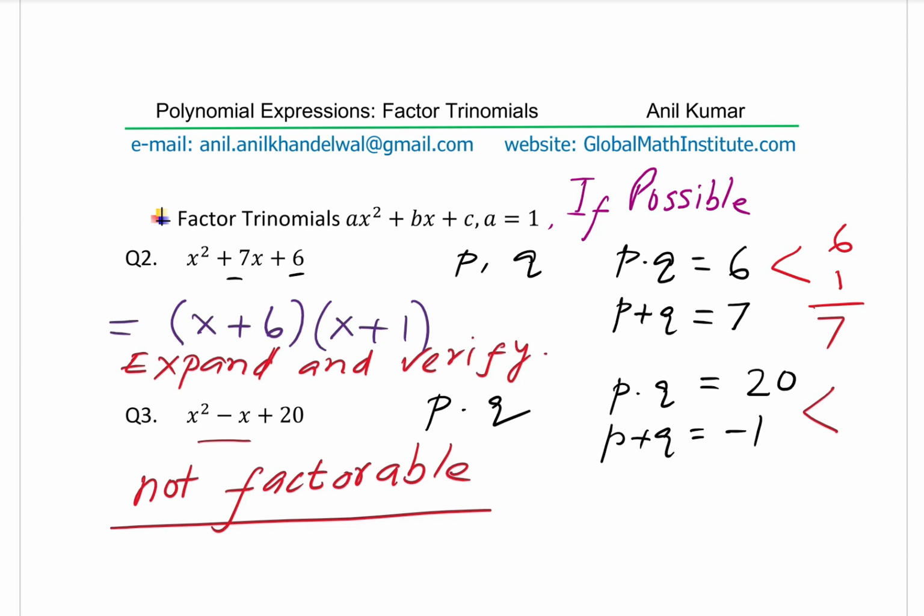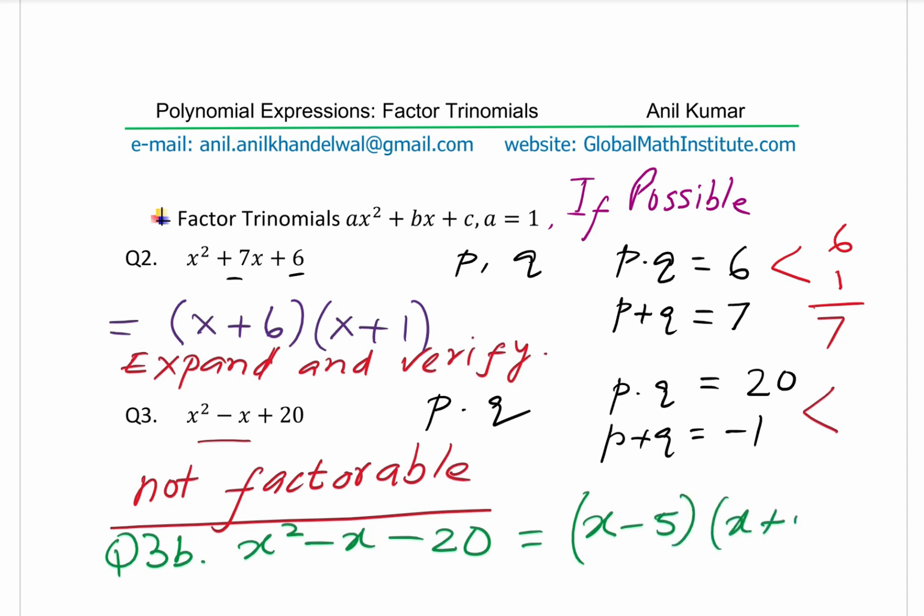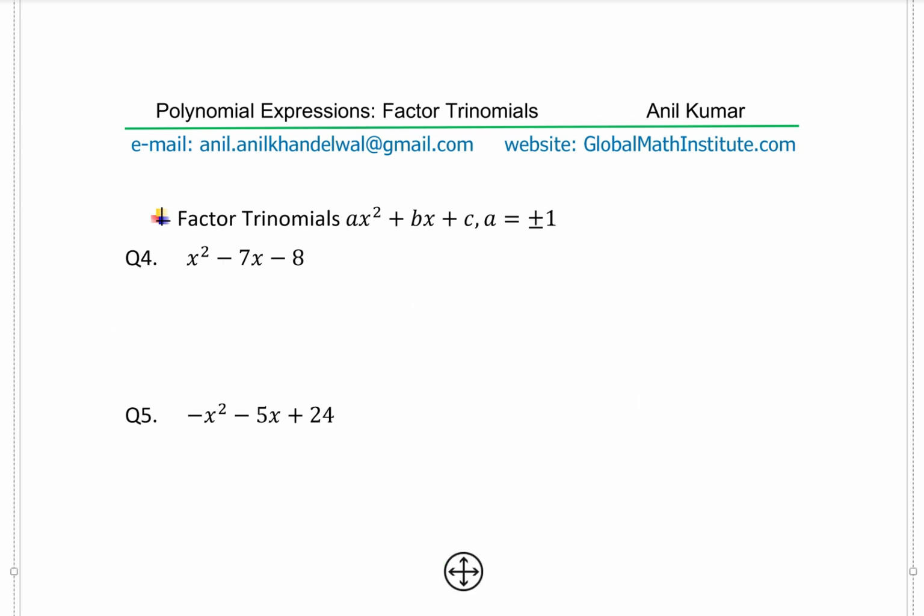Let me modify the question so that you could factor it. So I'm writing this question as question 3b for you to factor: x squared minus x minus 20. So if you write that, then you can factor. You could write this as x minus 5 times x plus 4, and that will be your result. Does it make sense to you? So the idea here is that you cannot always factor all trinomials.